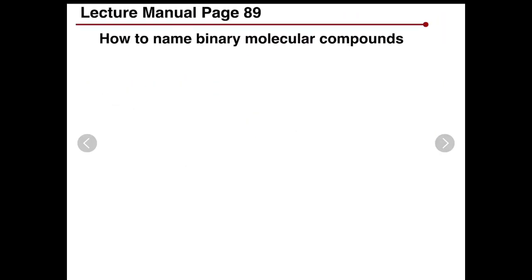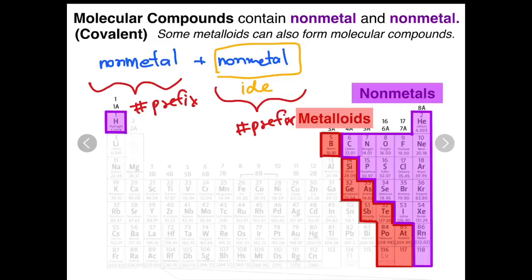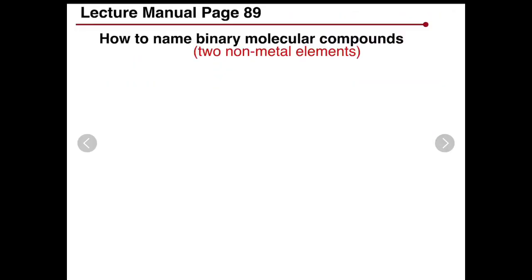Okay, so we are going to take a look at how to name the binary molecular compound. Again, binary means two, right? So two elements are in the molecule. An example of this is going to be the first non-metal element, and the second one is also going to be a non-metal element. So how do we know those elements? Well, they're going to be among the ones that we looked at earlier, right? These are the non-metals, and it can also be a combination with the metalloids as well.